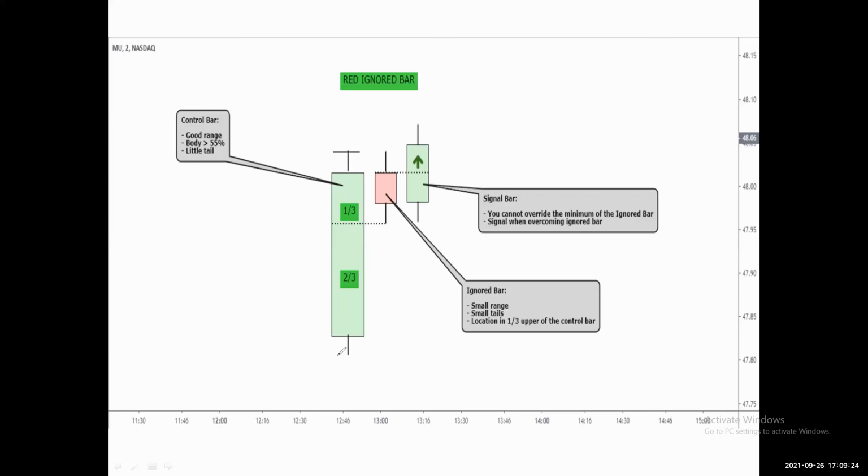This is your first control bar. The body should be more than 55%. That's the first rule.